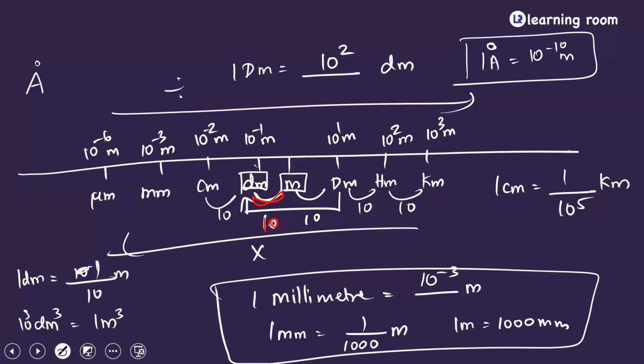When going this way, we multiply by 10. When going the other way, everything is divided by 10. If it is 10 power 1, divided by 10. If it is 10 power 2, it is divided by 10 power 2. If it is 10 power 3, we'll have to divide it by 10 power 3. Is that clear? Fine. So next.